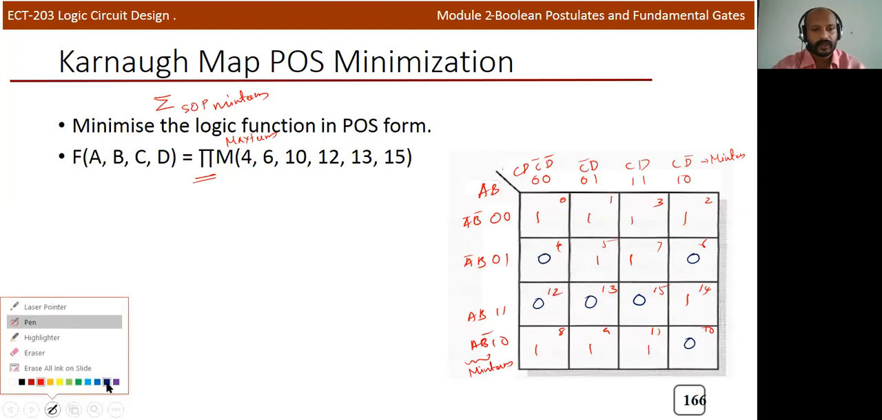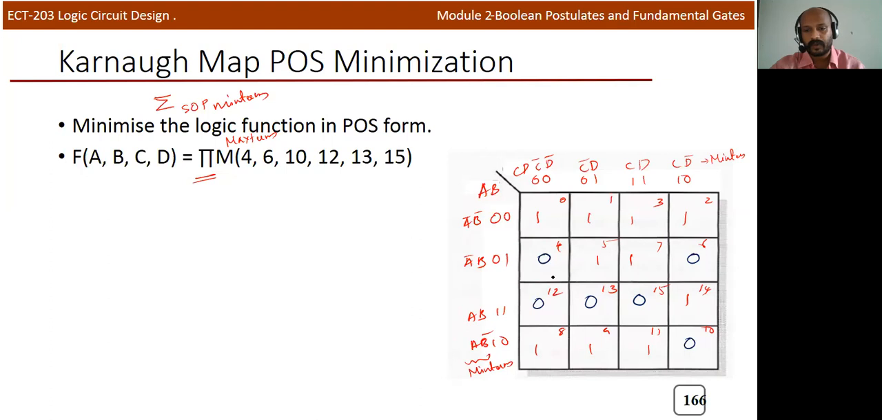And now we need to group the 0s. You can use the same rule as in the case of 1s, but instead of grouping 1s, we will group zeros. So if you consider this particular question, we can see that you can make a group of 0s. But when you write the expression, this result should be written in POS form, or in max terms.